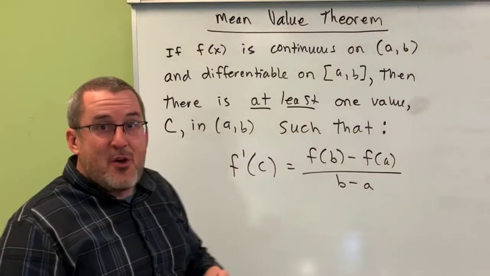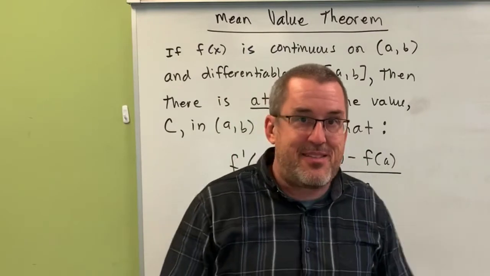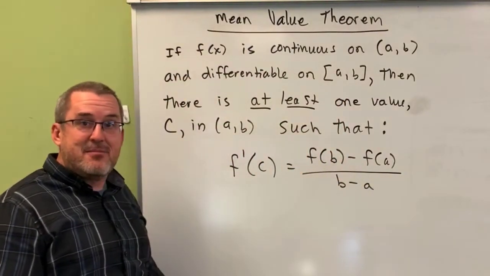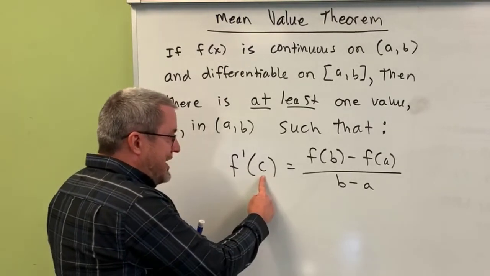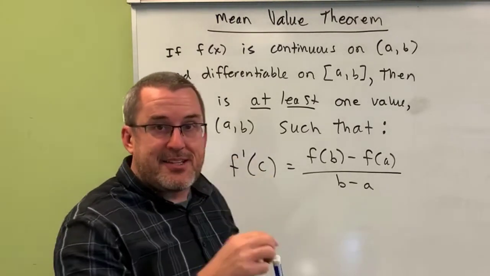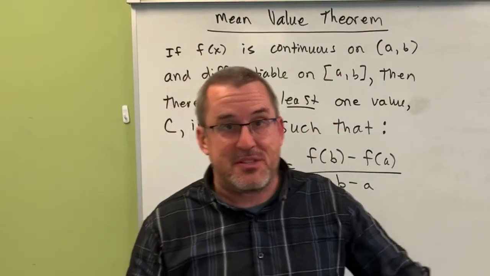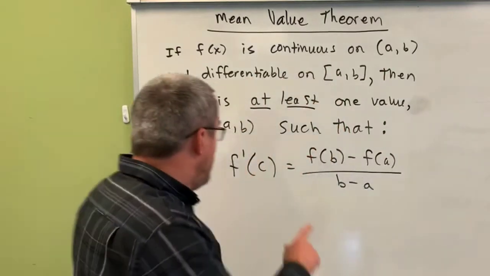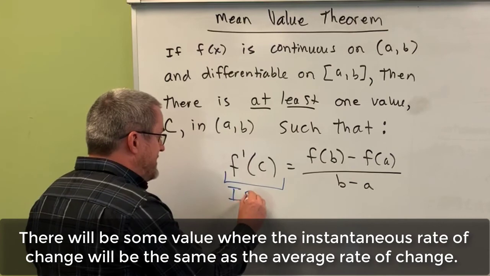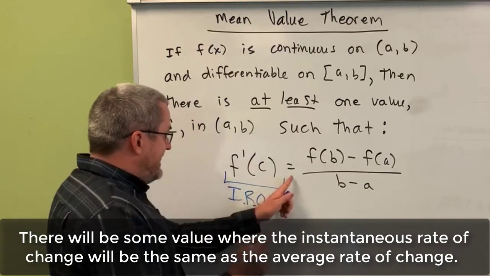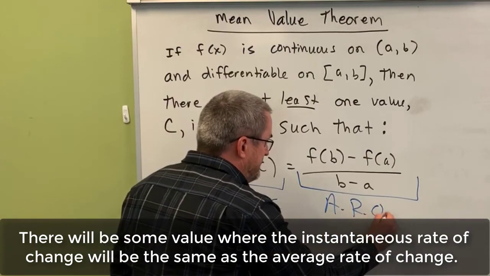now here it comes. Remember how I was having you think about the average rate of change and instantaneous rate of change being the same? Here's how we say this in mathematical notation. The derivative at some location c, like in our first case, that value of c was the 5-second point in the race. In the second case, it was the 7.5-second point in the race. There's going to be some value of c where the instantaneous rate of change is the same as the average rate of change.